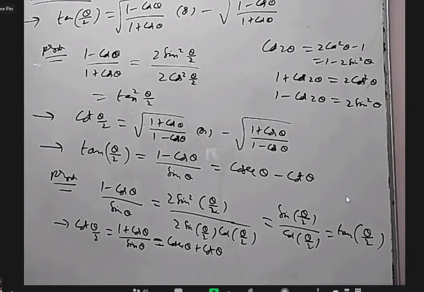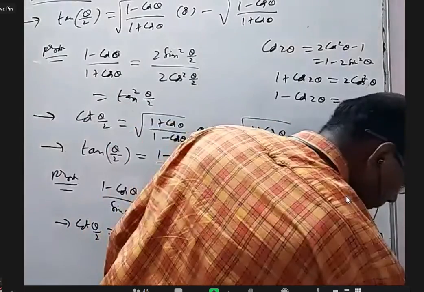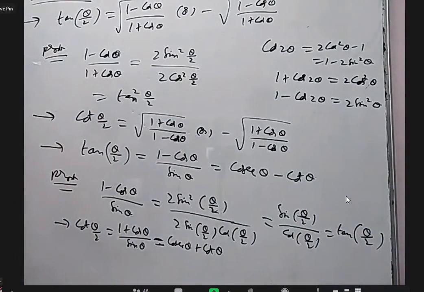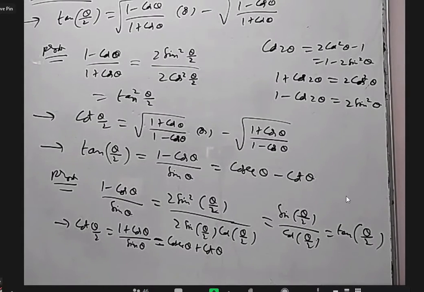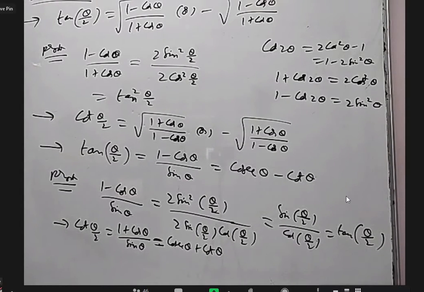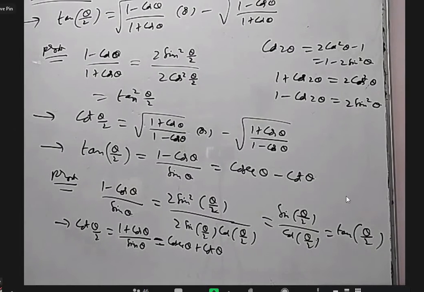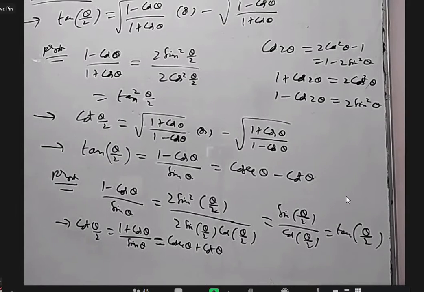Okay, everybody wrote these things, right? Sir, just one. Okay. Sir, is tan 22.5 equal to root 2 minus 1? Mm-hmm.